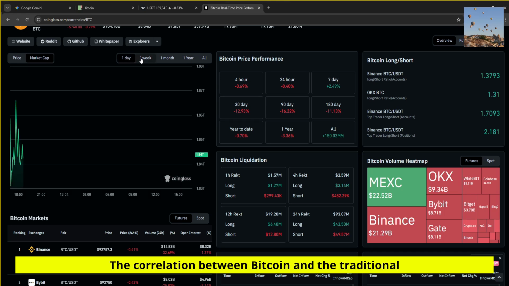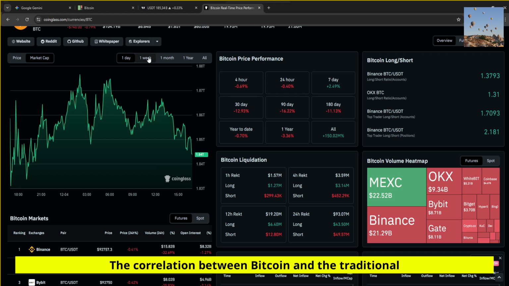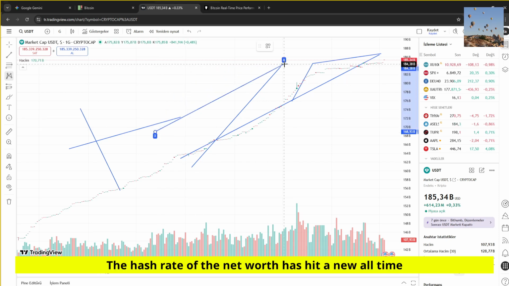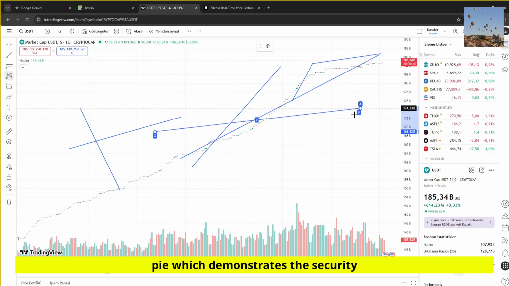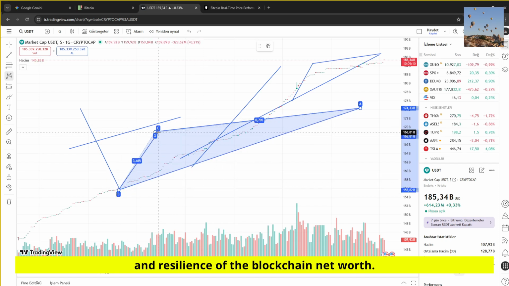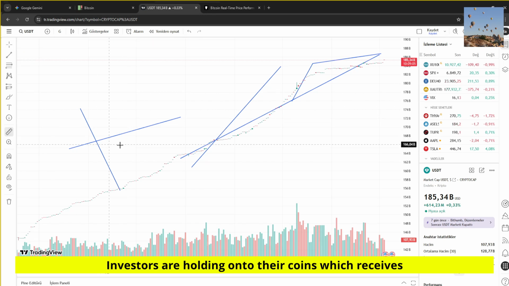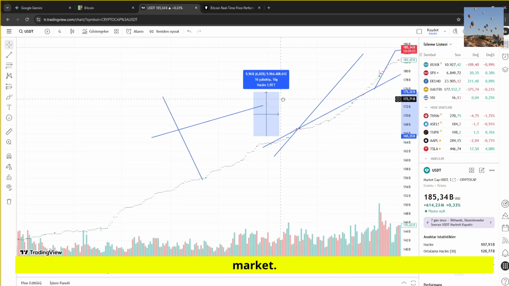The correlation between Bitcoin and the traditional stock market is starting to weaken, which is a positive sign for the asset class. We want to see Bitcoin acting as an uncorrelated asset that can perform well regardless of what the equity markets are doing. The hash rate of the network has hit a new all-time high, which demonstrates the security and resilience of the blockchain network. Miners are holding onto their coins, which reduces the selling pressure in the spot market.